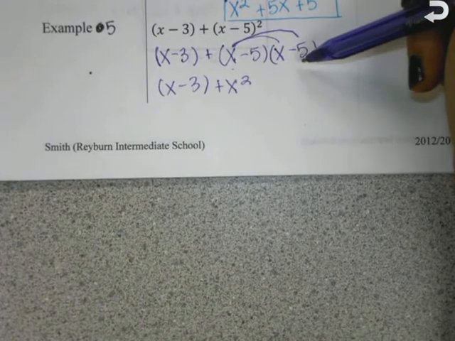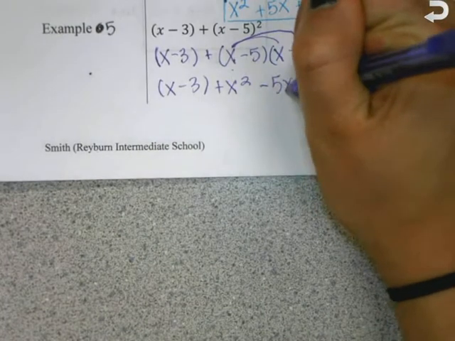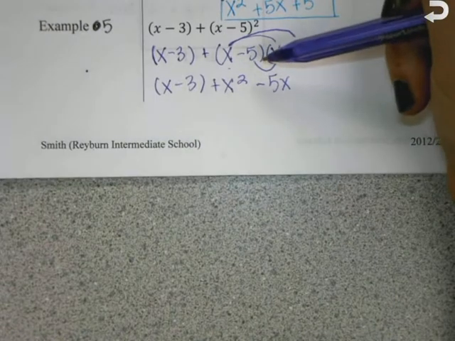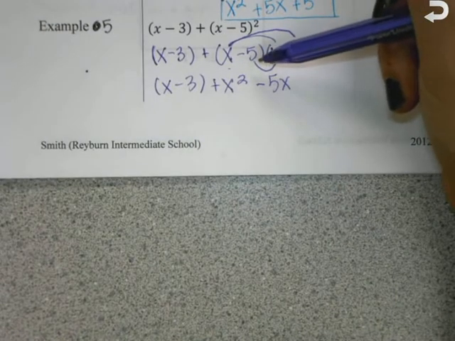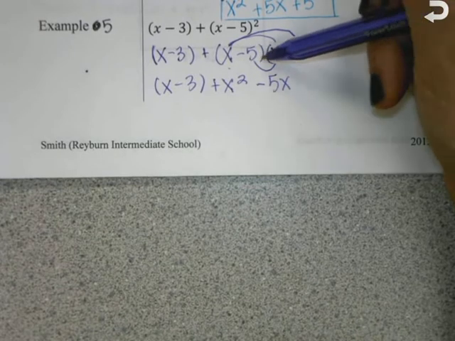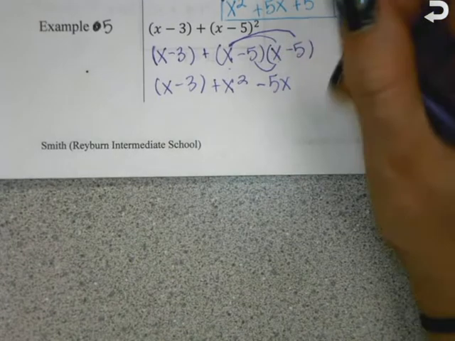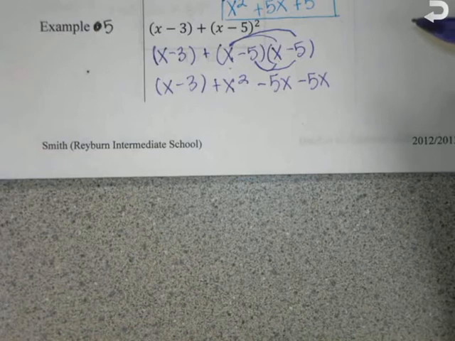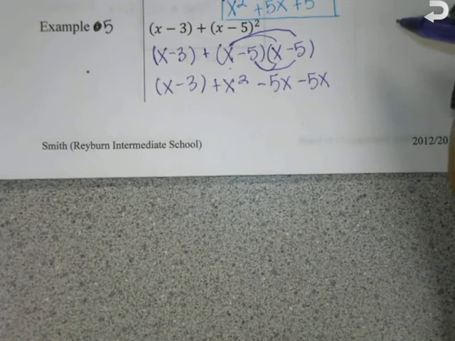I is inside. Negative 5 times x. What does that give me? Tiffany. Negative 5x. And then L is last. Negative 5 times negative 5. Genevieve. Positive 25. Okay, ladies and gentlemen, what do I do next?